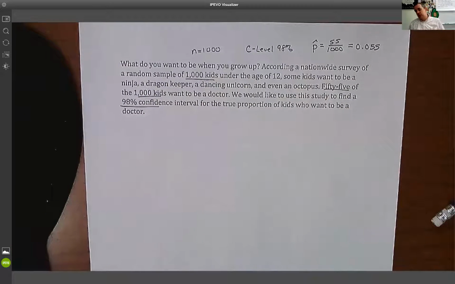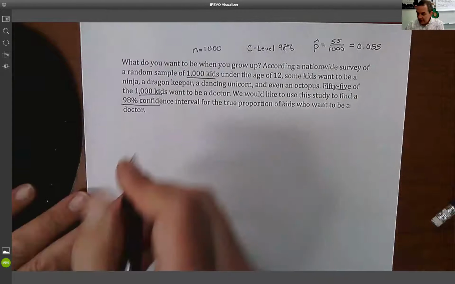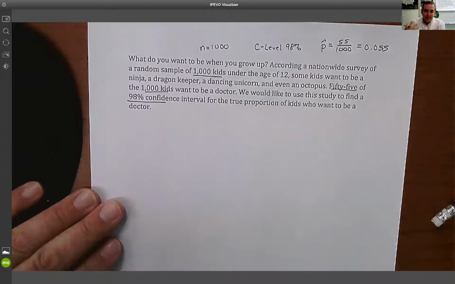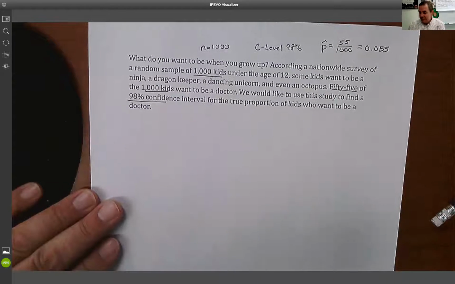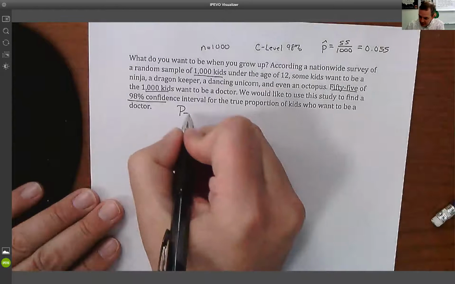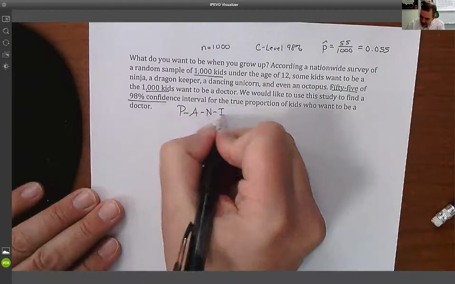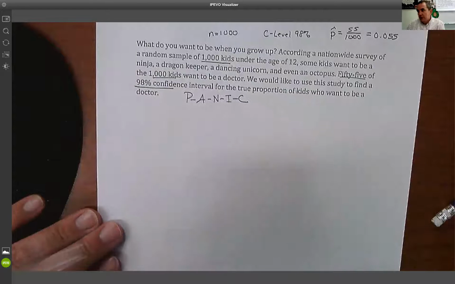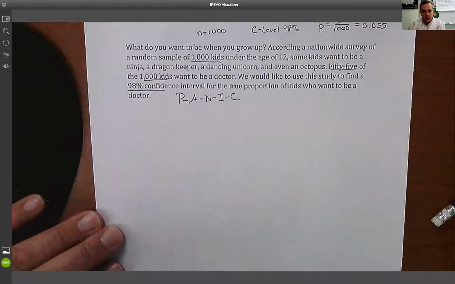Now when we do a problem like this, there's a lot of information that's expected but not explicitly stated. So I want you to use this acronym, and the acronym, oddly enough, is called PANIC, P-A-N-I-C. Each one of the letters stands for something that we're talking about in the problem.